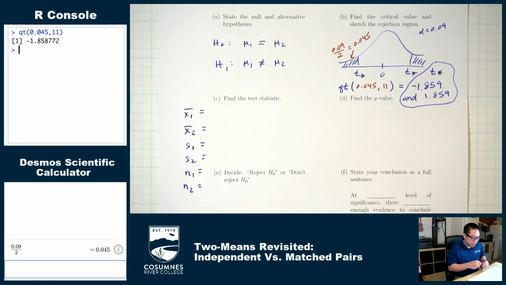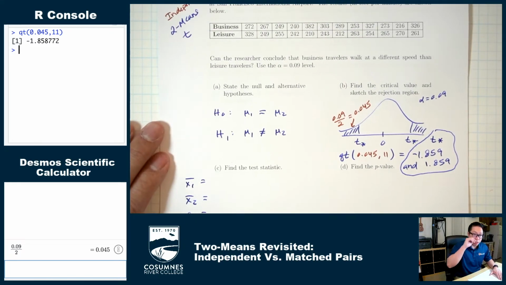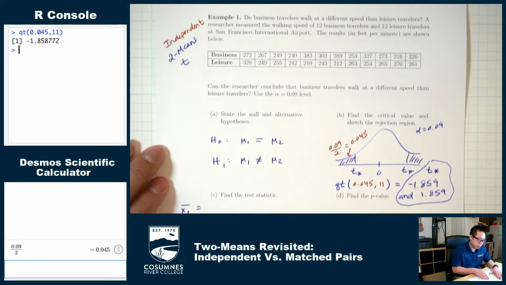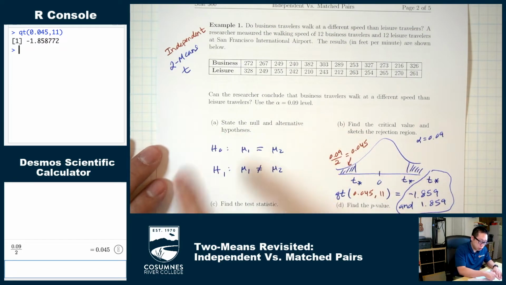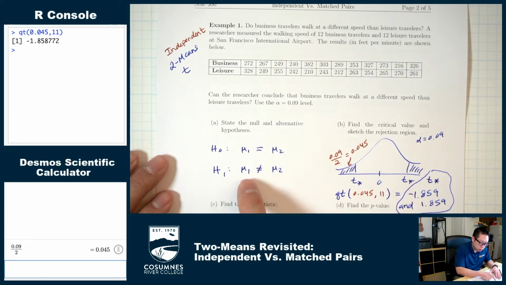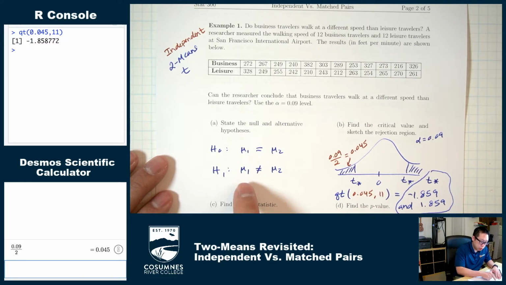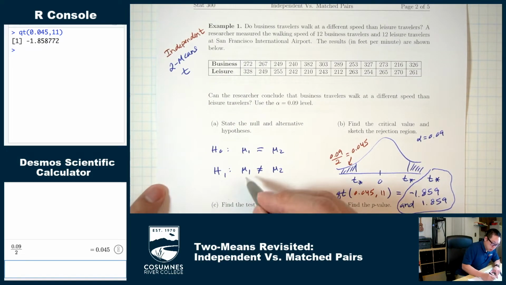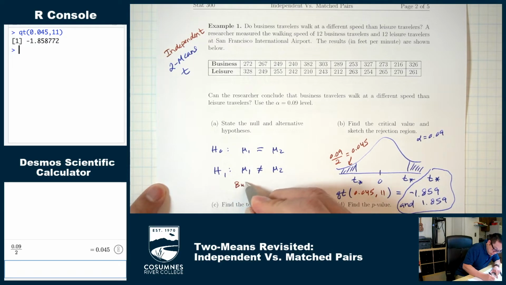And actually, let me back up a bit. I forgot to label what I mean by ones and what I mean by twos. Okay, so we're talking about business and leisure travelers. It doesn't matter what you choose for which. Let me choose business for my ones and then leisure for my twos. So my ones are business and my twos are leisure.